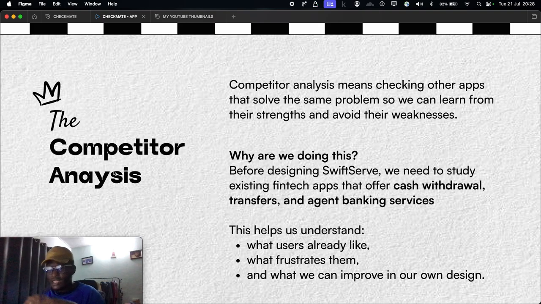So that is what competitor analysis is simply about, right? And why do we do competitor analysis for SwiftServe, for instance, which is the product we are assuming that we want to build? We are doing it because we want to study other existing fintech apps.